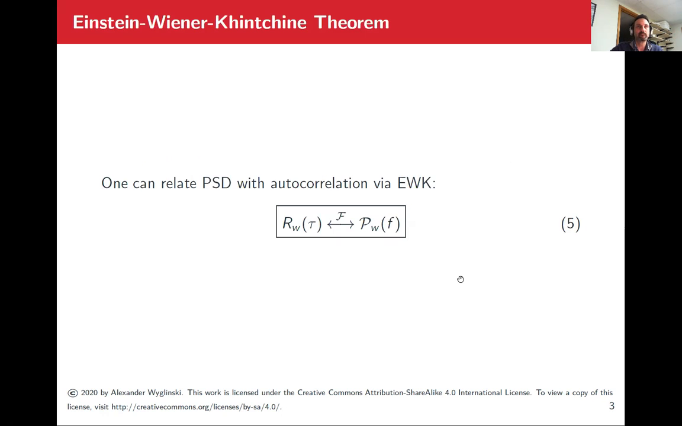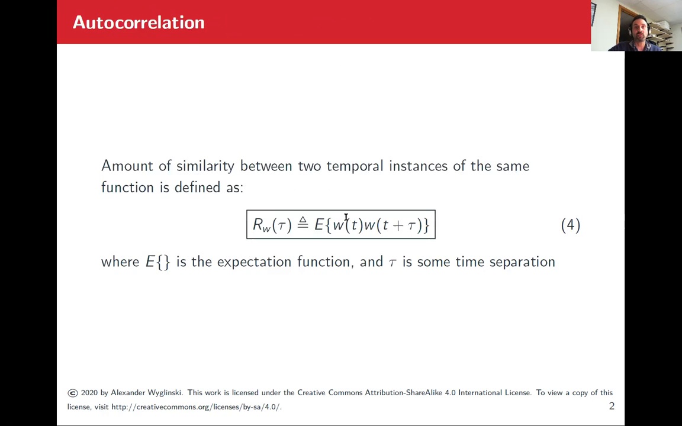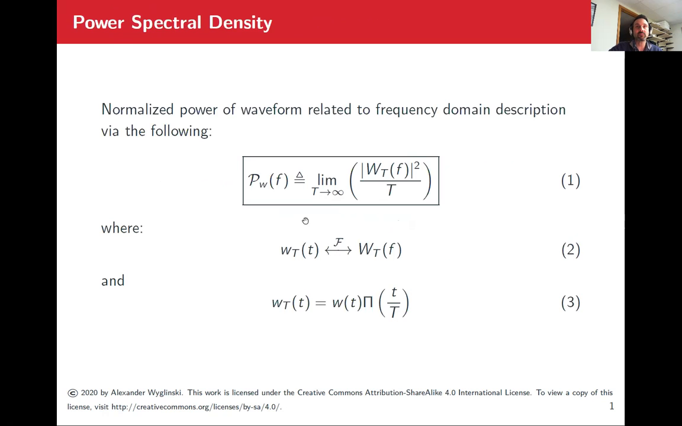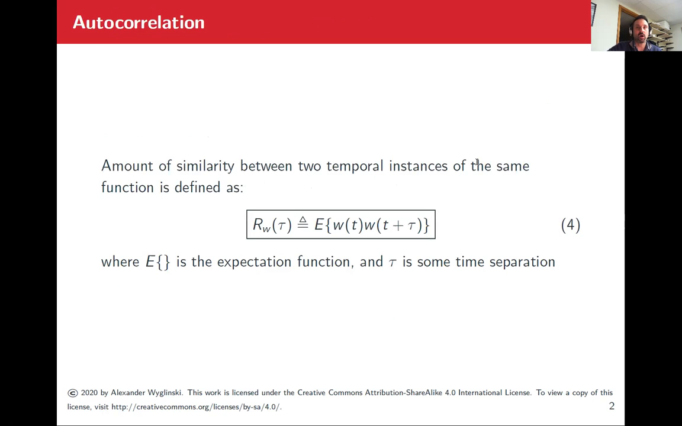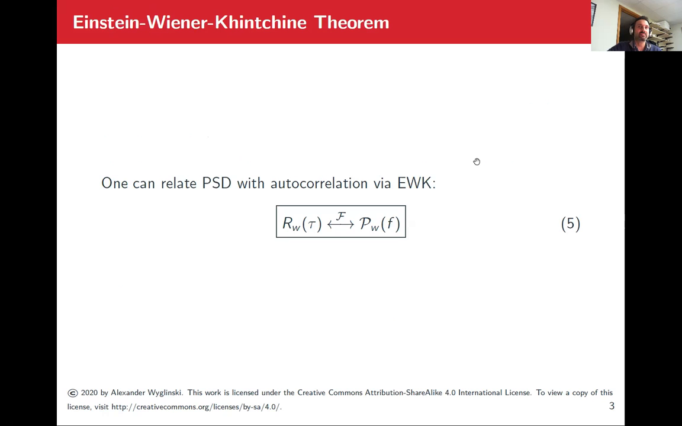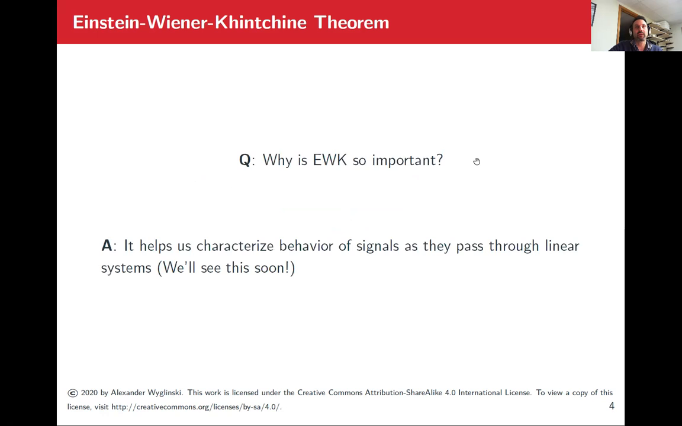Now, super important is this concept. The major takeaway from this lecture is something called the Einstein-Wiener-Khinchin theorem, or EWK. It means that if I take the Fourier transform of equation four, instead of having to evaluate equation one to find the power spectral density, if I take the Fourier transform of the autocorrelation, I get the power spectral density. Totally awesome. Who wants to do a limit, right? So that is a major takeaway. Memorize equation five, okay? Big, big, big takeaway.